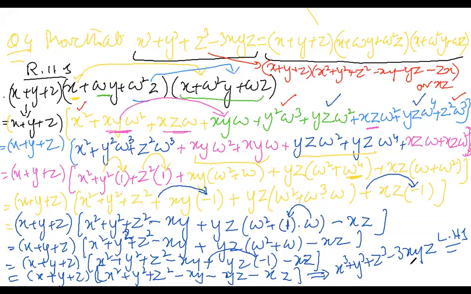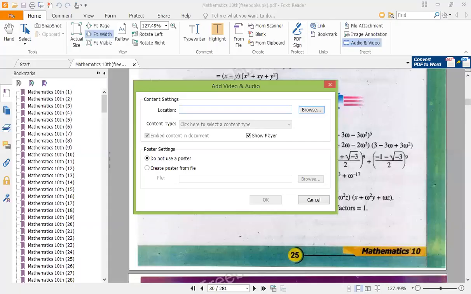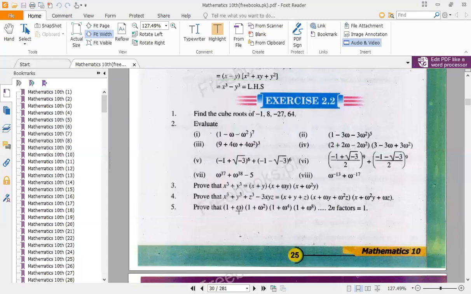Now let me move once again to the exercise which I was sharing with you, my dear student. The last question is there. Prove that 1 plus omega square, 1 plus omega 4, 1 plus omega 8 and so on till 2n factors is equal to 1.